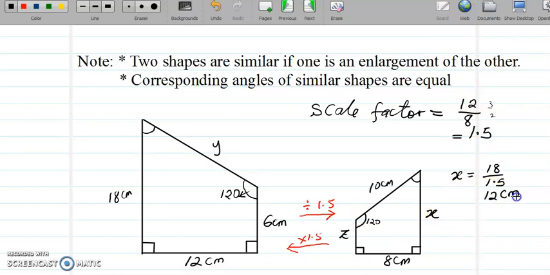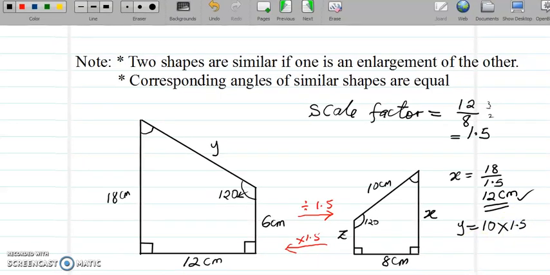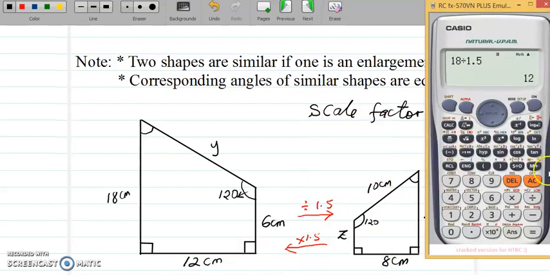So this x will be 12 cm. In the same way, if I want to find my y, since the small shape is 10 cm, to find the large shape I have to multiply by the scale factor 1.5. So 10 multiplied by 1.5 gives us 15.